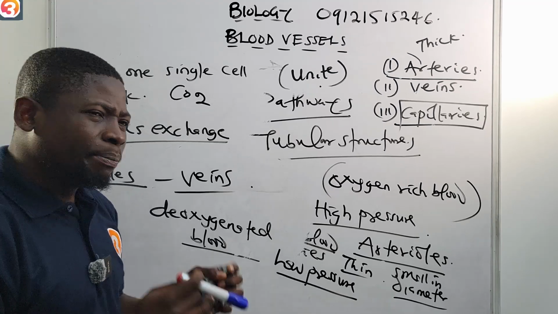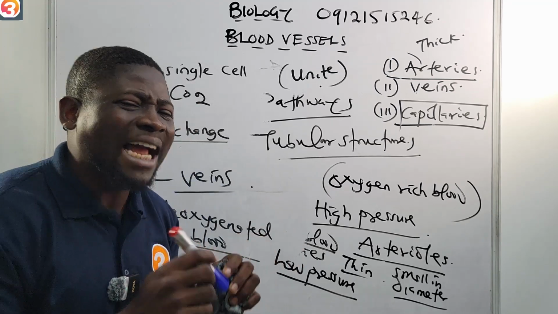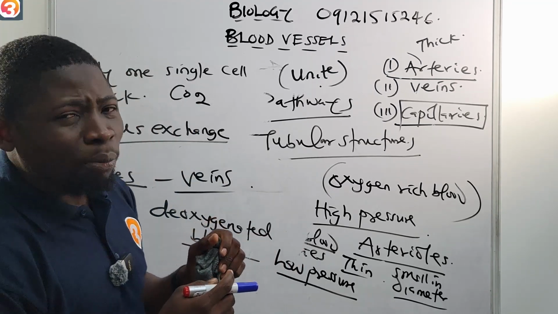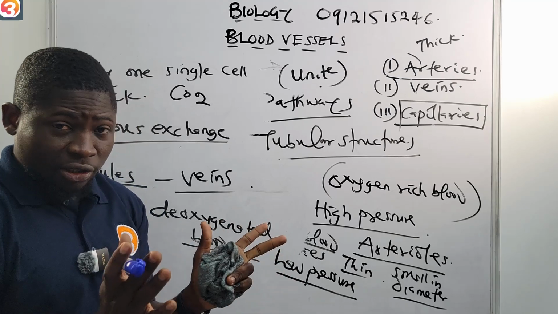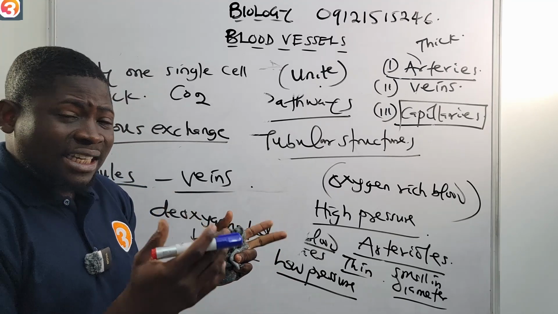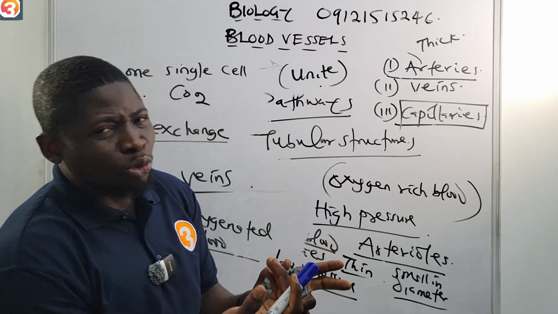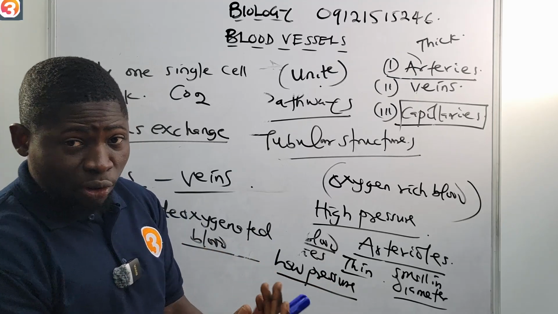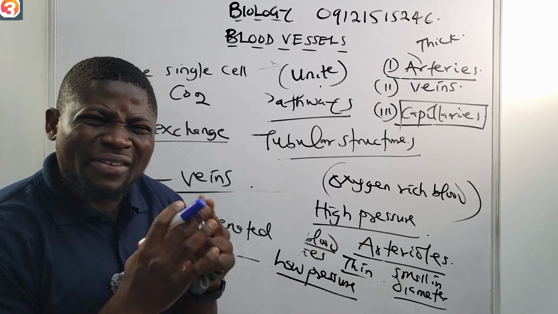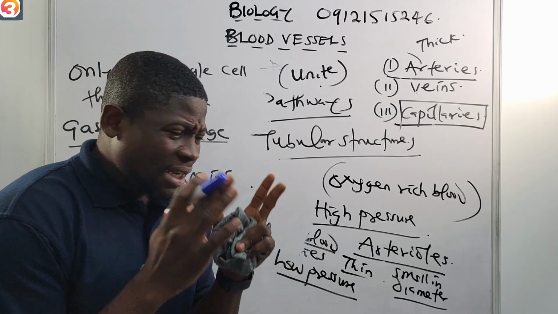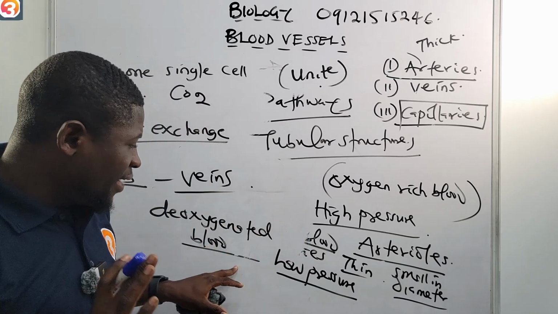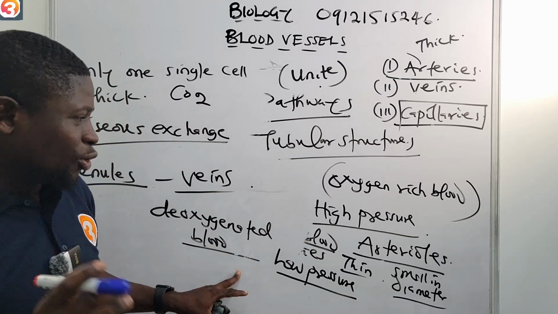So there's a chance that, because the blood is at low pressure and nothing is pumping it, the blood may want to return. Some of the blood may want to return because of the very, very low pressure. All right. So now veins have a special structure called the valve.